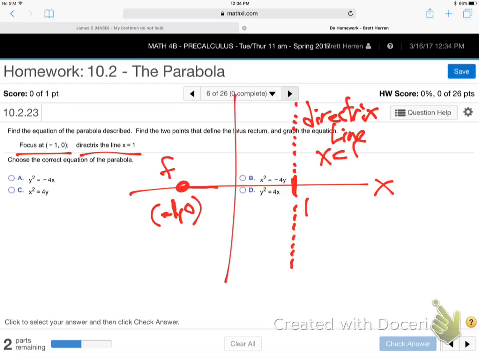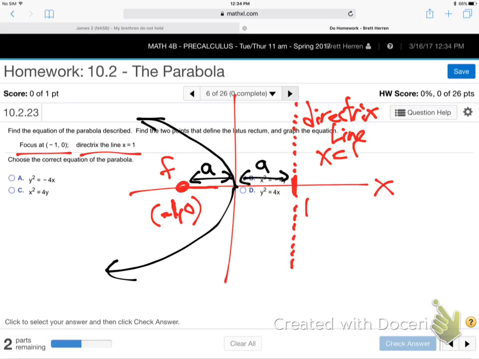How does it guide the graph? It sits behind the parabola. So the parabola goes like this. The directrix, you know the focal distance is A, right? A is how far from the center. Well, the directrix line is the same distance to the other side. Well, in this case, it's 1, isn't it? It's back 1, it's forward 1.